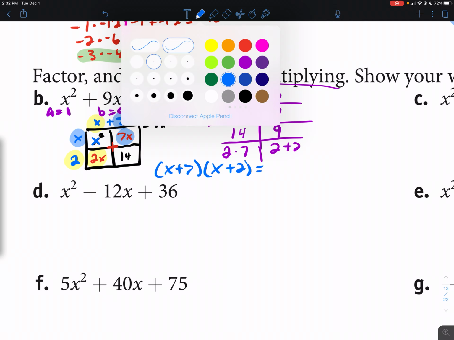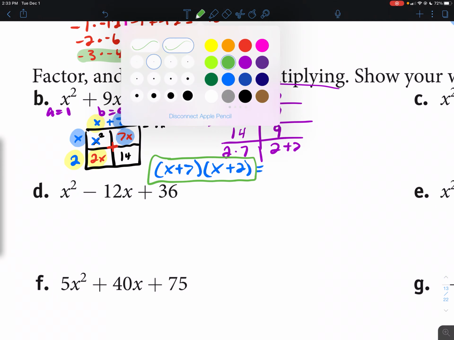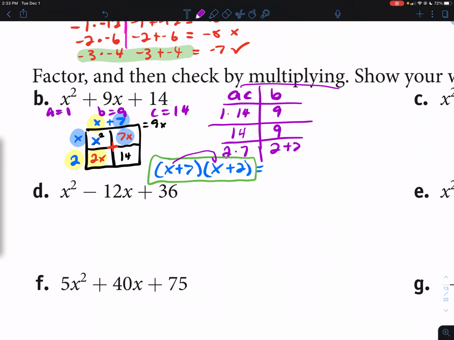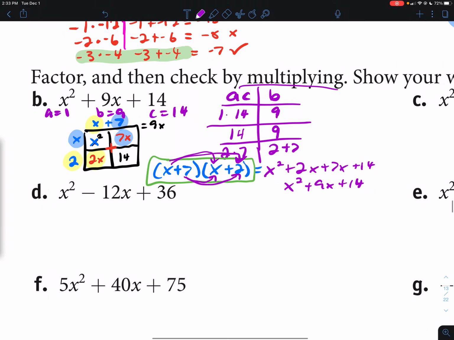But just to be sure here, this is the answer. Those are the factors. x times x is x squared. x times 2 is 2x. x times 7 is 7x. 7 times 2 is 14. So we get x squared plus 9x plus 14. So our answer is in the green box. And this was just me checking the work.